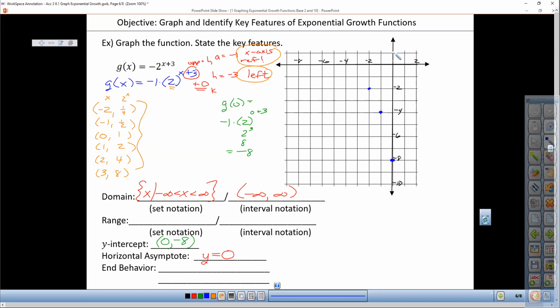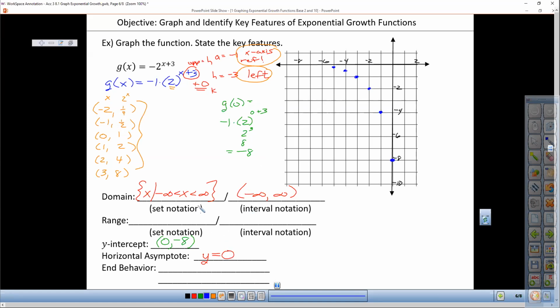0, 1 flips down to 0, -1, and moves left 1, 2, 3. -1, 1/2 flips down, moves left. So it's now at -4, -1/2. And then -2, 1/4 flips down and moves left 3. So it's now here. Now, the other thing we're supposed to graph is our horizontal asymptote.